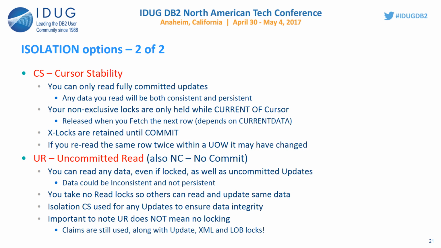All right. Any rows that you update, so if you've updated a row, you get an X lock, an exclusive lock. Those X locks are held until you do a commit. So I'm only talking about releasing non-X locks here, so S and U locks primarily. The thing with cursor stability is even if you read the same row twice within a unit of work, it might have changed.